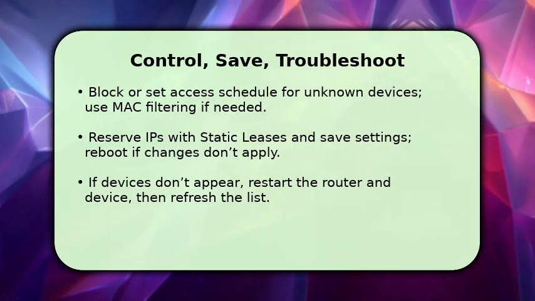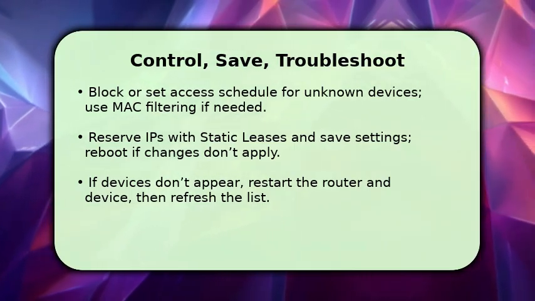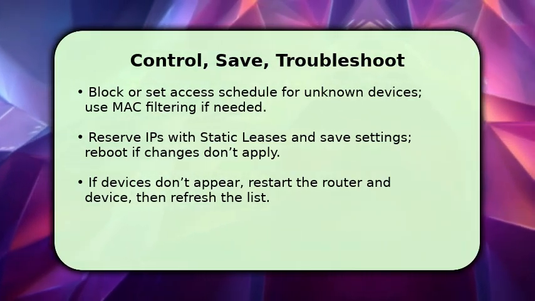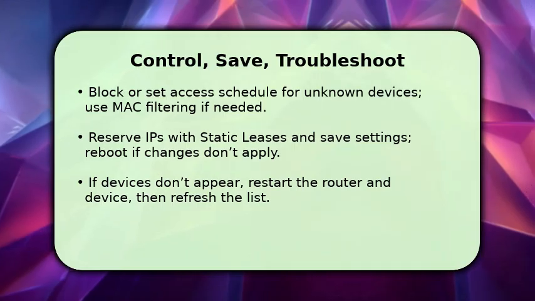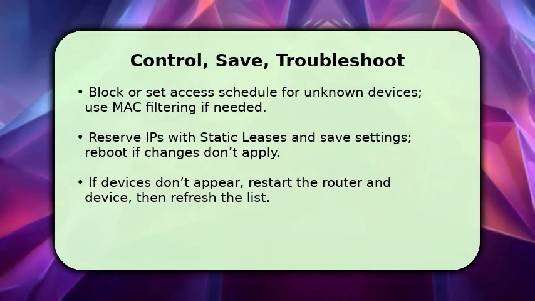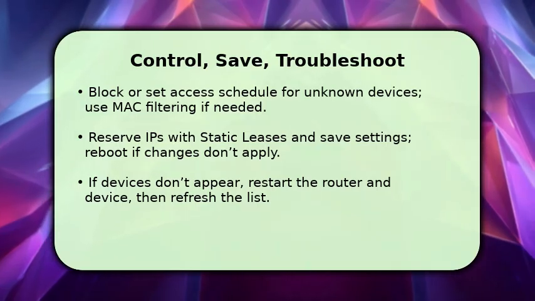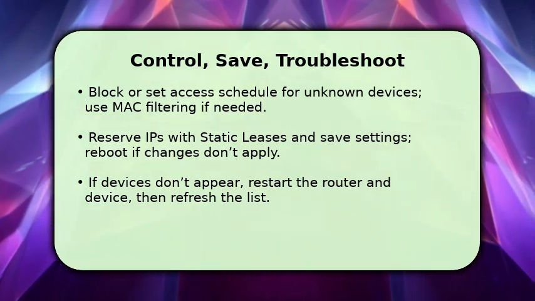If a device isn't showing, restart its Wi-Fi and the router, then refresh the client list. This resolves most discovery issues. If problems persist, check firmware updates and update the router to improve device reporting and stability.